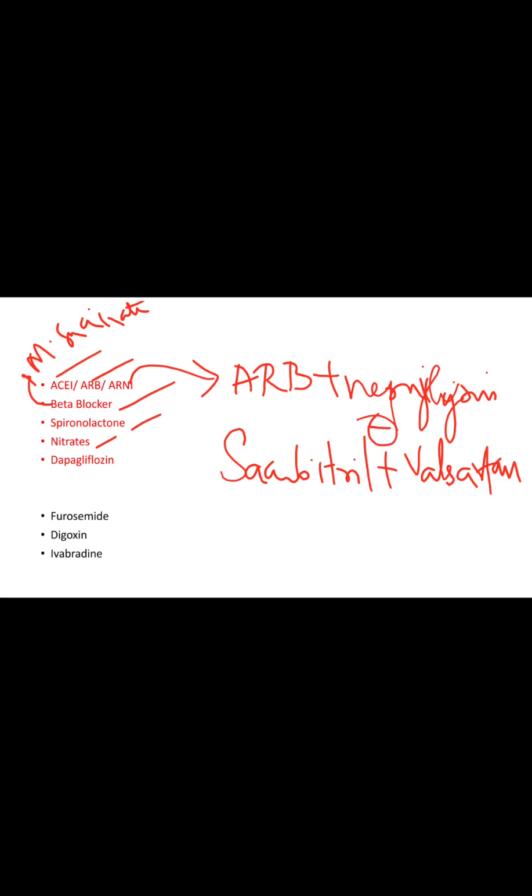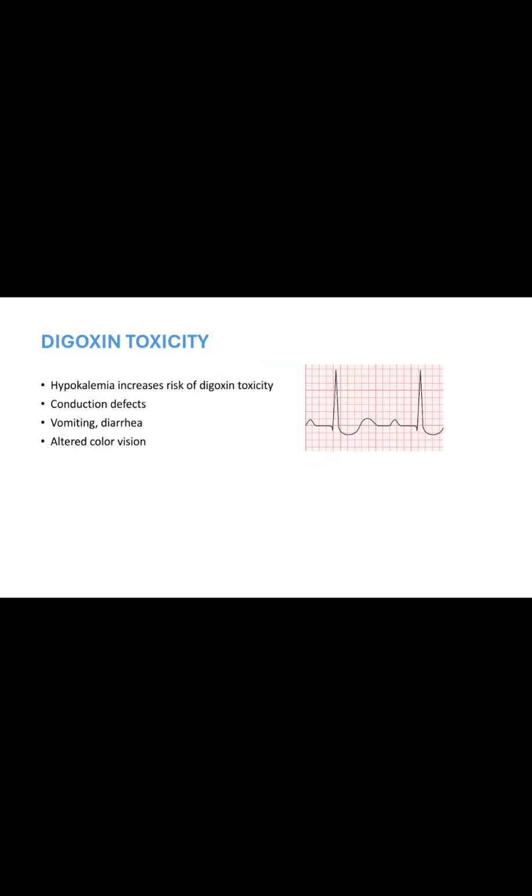Then spironolactone, nitrates, dapagliflozin. Dapagliflozin is actually an oral hypoglycemic agent, it has cardiac benefit as well as renal benefit. So it's usually started early on in diabetic patients so that you're having prophylactic benefits. Okay. Then furosemide, digoxin, ivabradine can be added in resistant cases if it's not treated with other drugs, but they're not having mortality benefits, right? All the other drugs like ACE inhibitor, beta blockers, spironolactone, nitrates, DAPA, they all have proven mortality benefits.